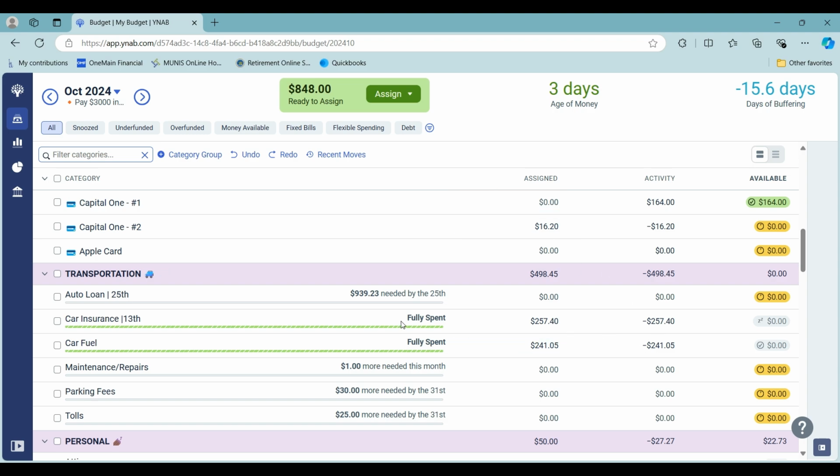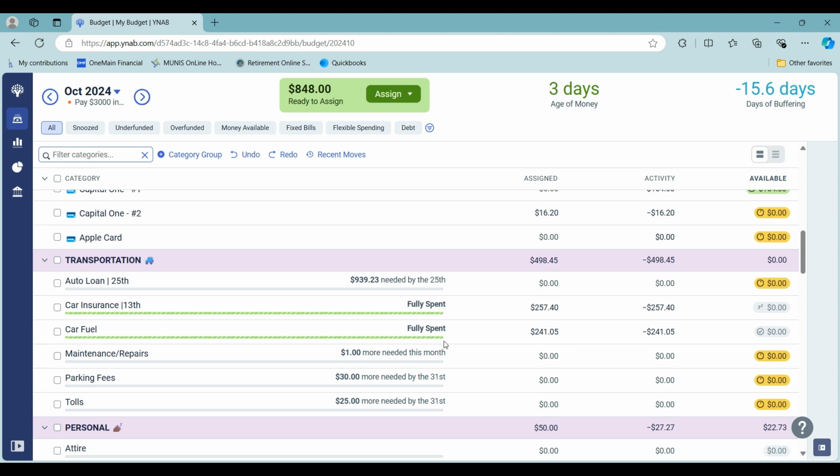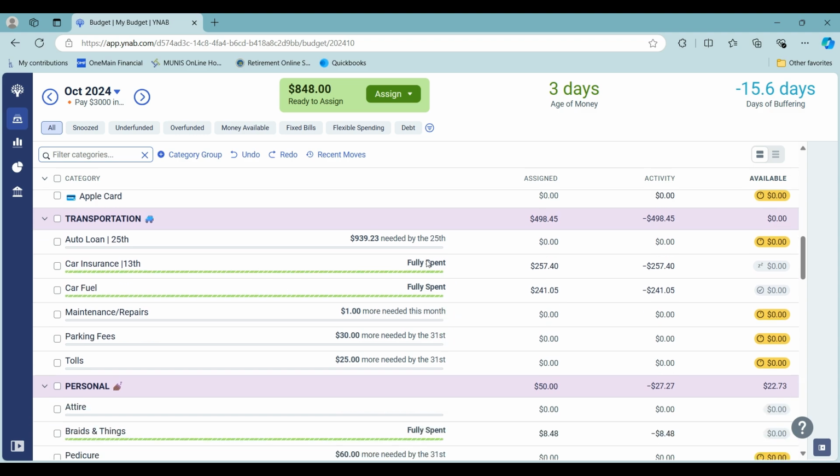I'm waiting to see if hubby, he has not given me that $500 back. I actually asked him about that this morning. So we'll see if he can do that and then I can throw some money towards the auto loan. Insurance is already paid for the car and we have gas so far. Hubby did take the car out the other day, he had some appointment, and he filled it up. So that came out of his personal money. So I won't have to worry about putting any kind of gas in the car for the rest of this month. All right. So maintenance, repairs, parking fees, and tolls.